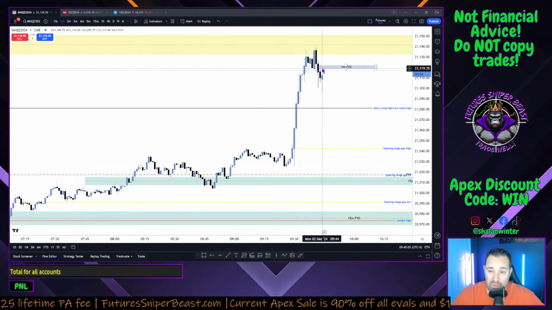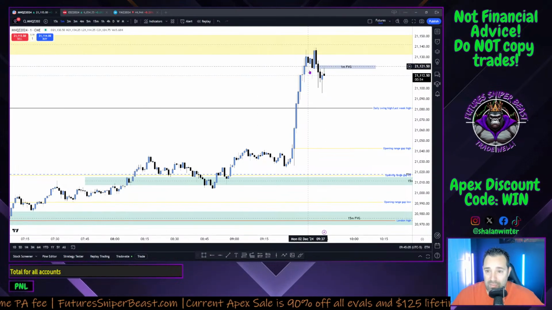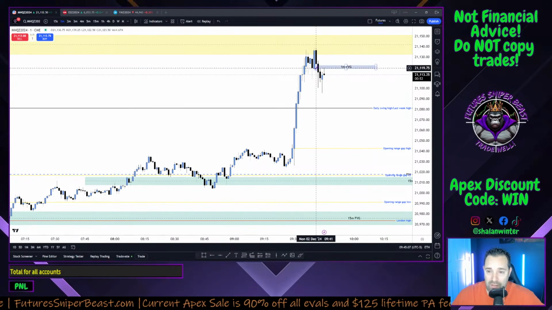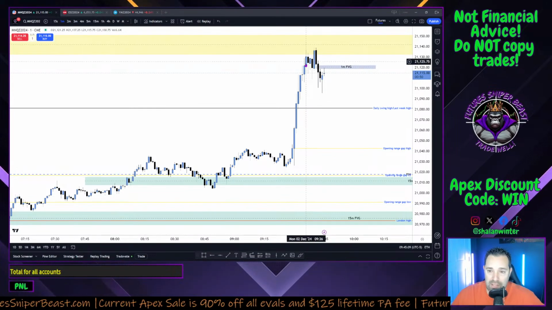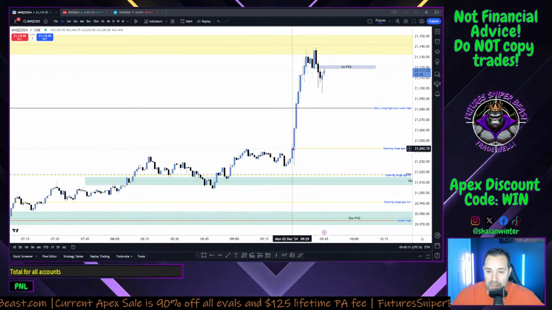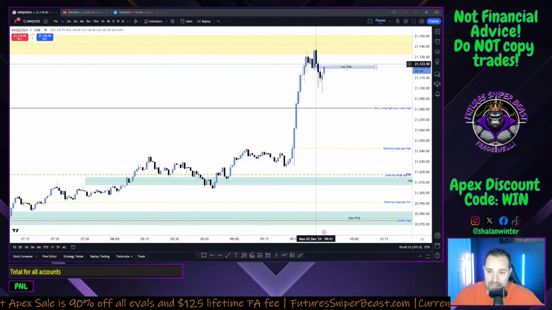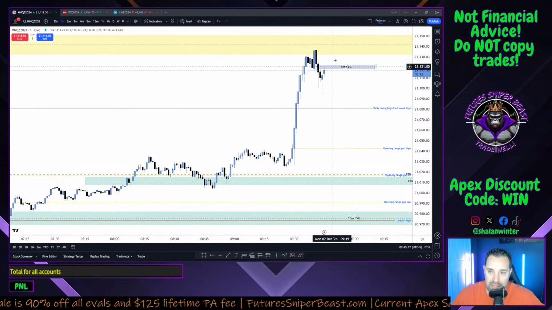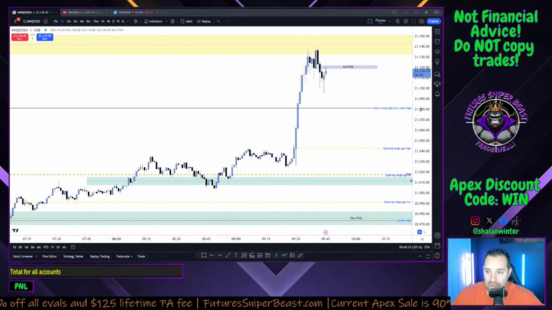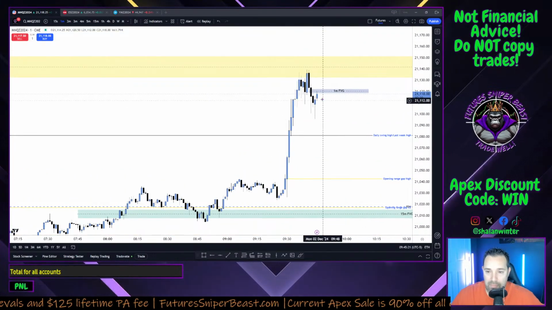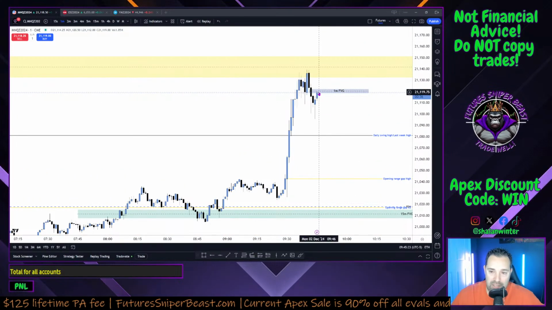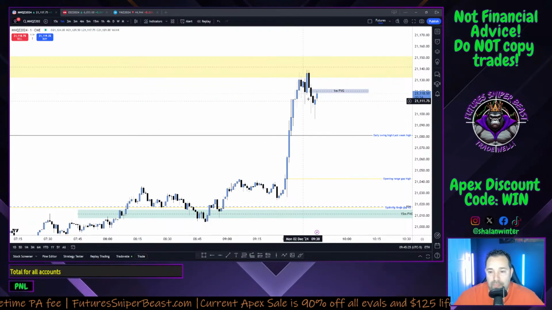I'm not going to short this just yet because this is kind of a little bit of accumulation here. This is not really a pullback because we had price just run up, and this could be just a deeper retracement into this long run. So I'm not convinced just yet that this is going to go short.